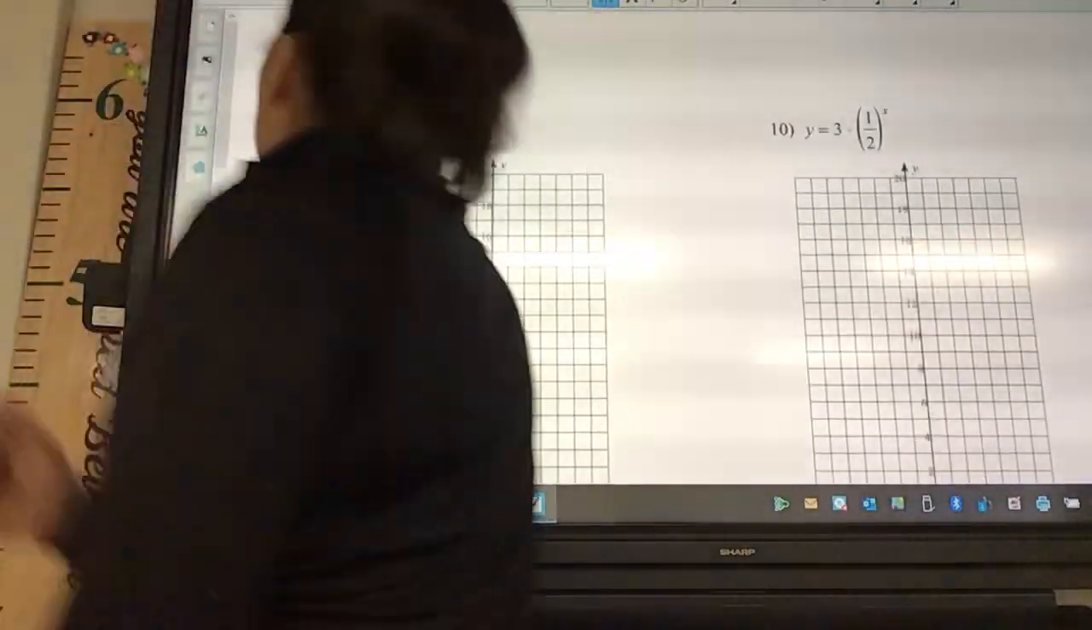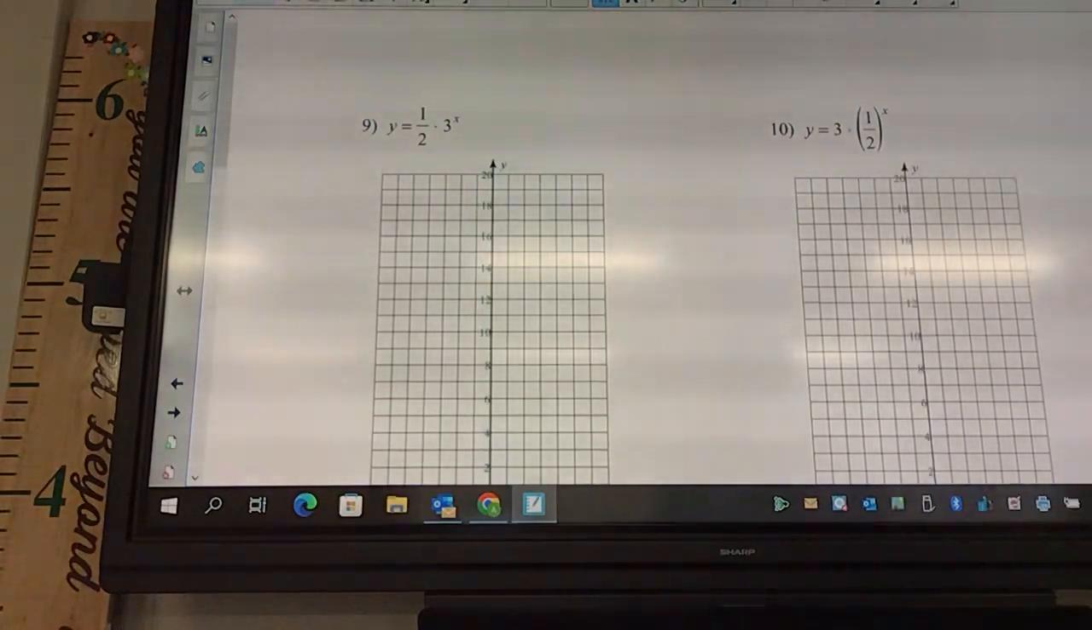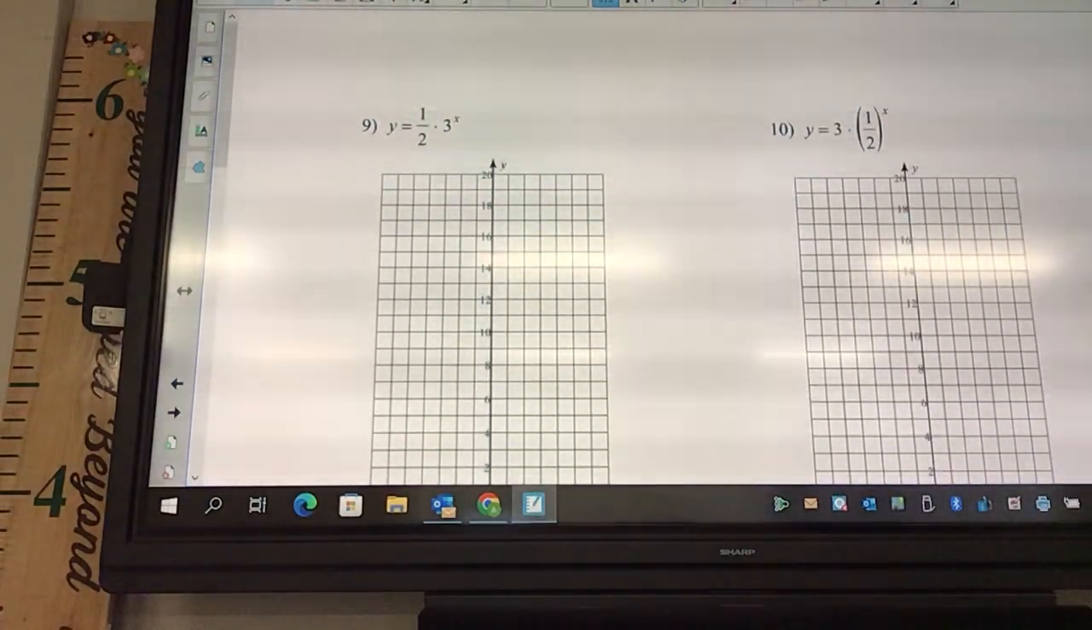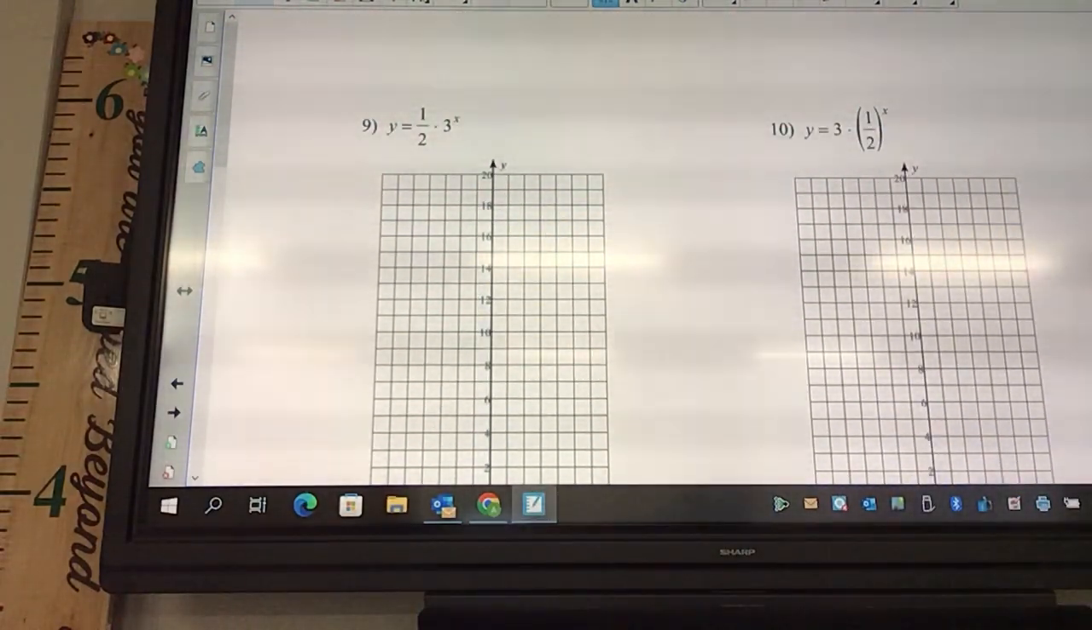Okay, and again, graph it yourself. Don't try to copy my dots. I just keep changing it so you guys can work on graphing yourself.